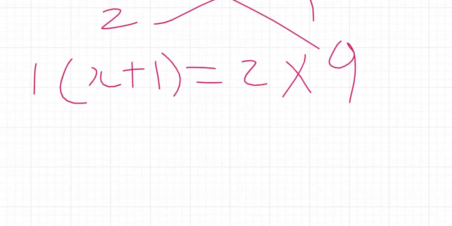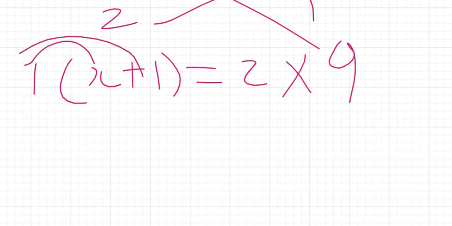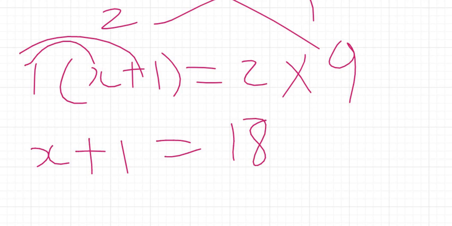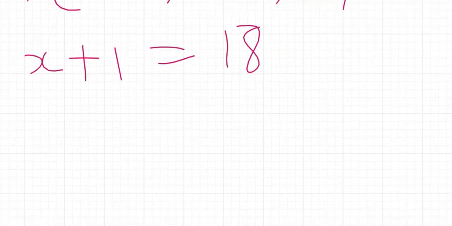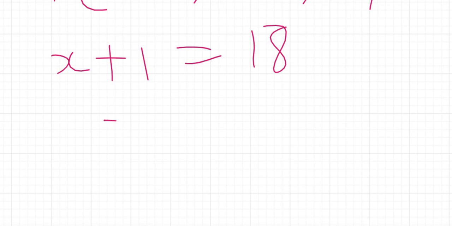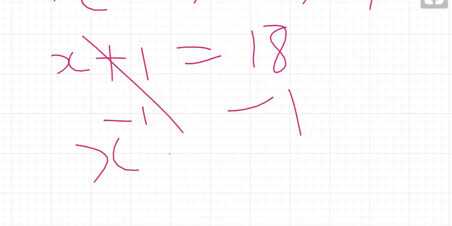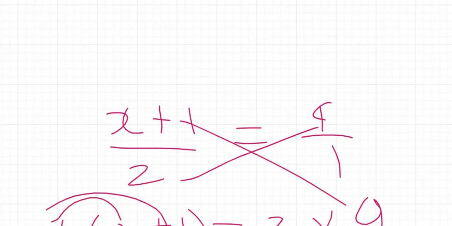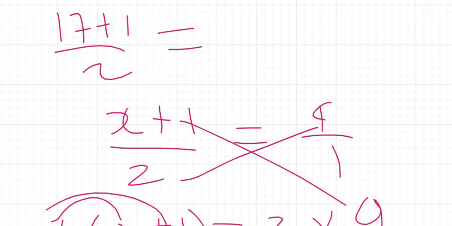And so we distribute this 1 to each term in the bracket by multiplication, so we'll actually get back the same thing. 1 times x gives us x, and 1 times 1 gives us 1. 2 times 9 gives us 18, and so we'll make x the subject by subtracting 1 from both sides, canceling that, and so x will be equal to 17. We could even prove if x is actually 17. If x is 17, then 17 plus 1 over 2, should it actually equal 9?